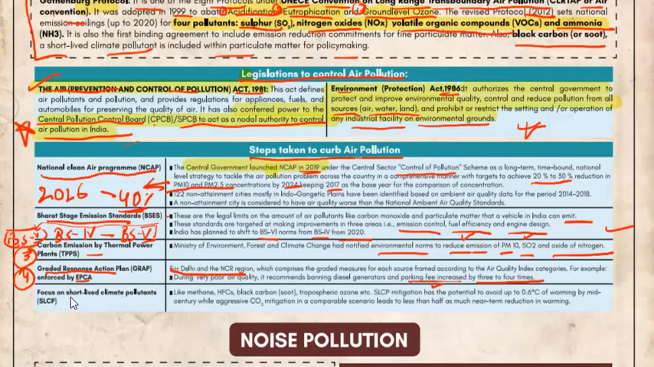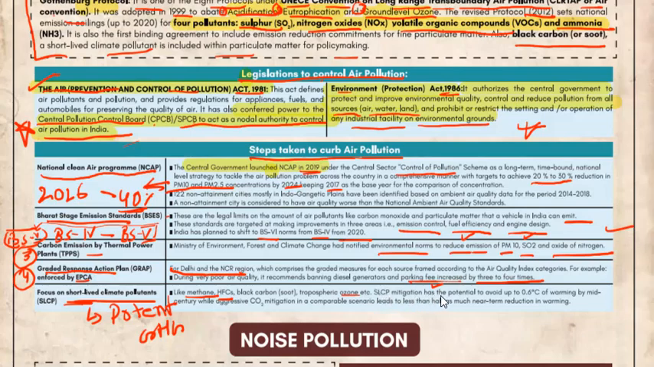Next is focus on short-lived climate pollutants. The word itself says short-lived, meaning these pollutants survive for a very short time in the environment, but these are more potent greenhouse gases. Okay, like methane is a short-lived climate pollutant. HFC, hydrofluorocarbon, which we use in refrigerants in place of CFC. Black carbon, tropospheric ozone, etc.